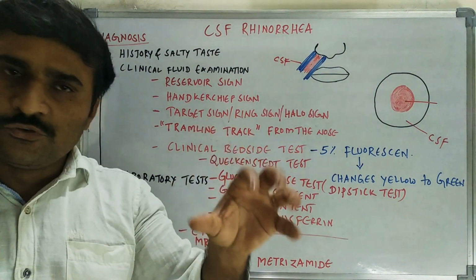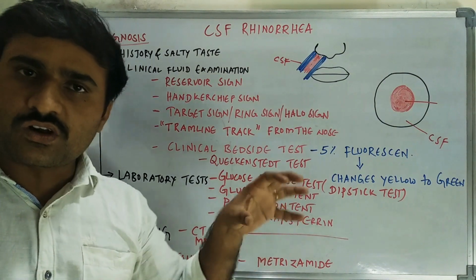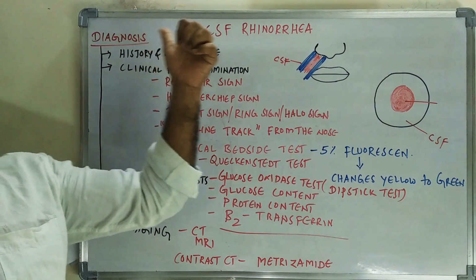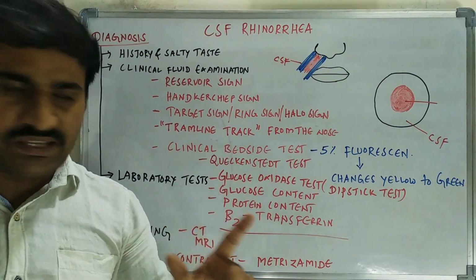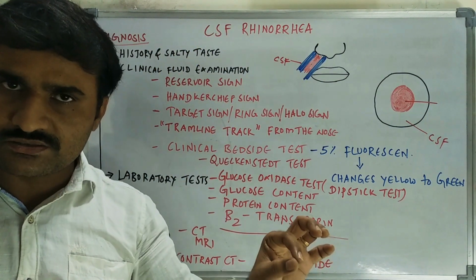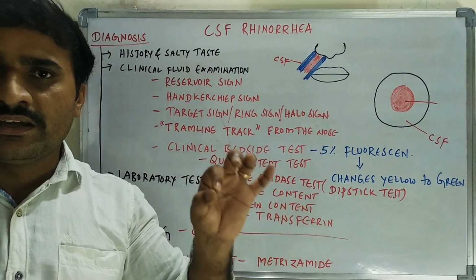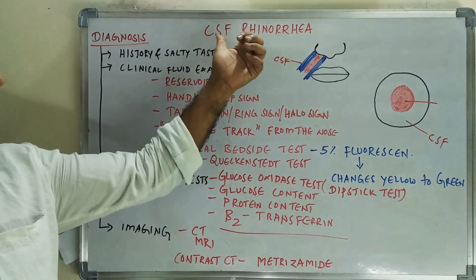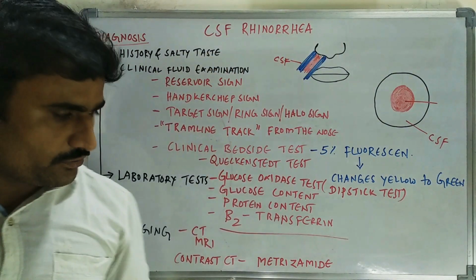So if you test for presence of this beta-2 transferrin, this is highly suggestive of CSF rhinorrhea. That means if it is detected in the discharge, then in the absence of open globe, it will definitely lead to the CSF rhinorrhea.